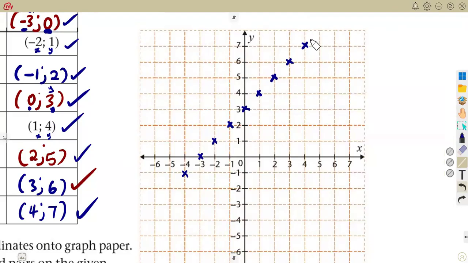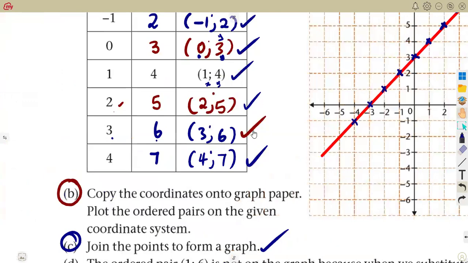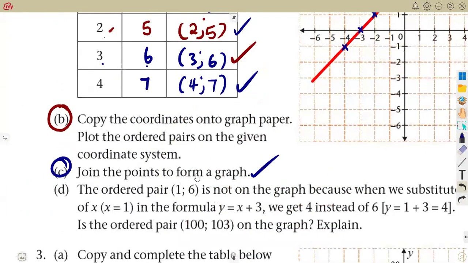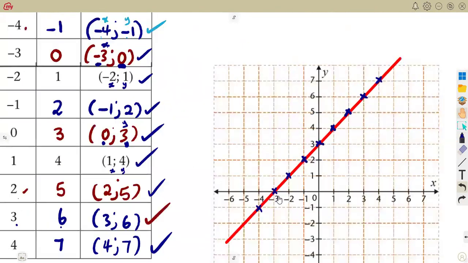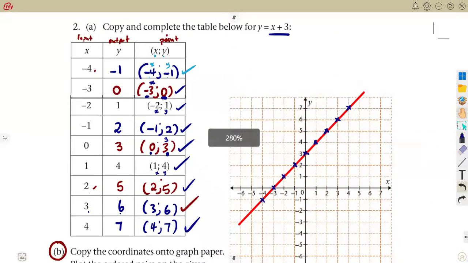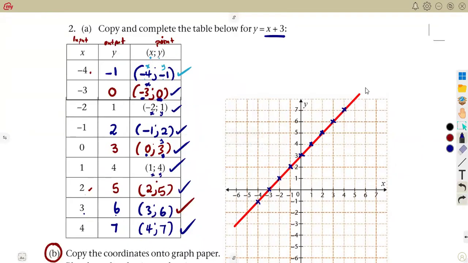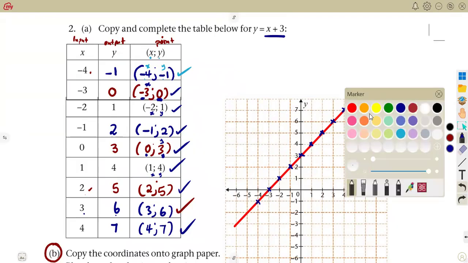So that is it, guys. I'm just going to join from here to here, all these points that we are given. It is going to look like this after joining your points. This is what you're going to have at the end. They are saying, join the points to form a graph. So this line that we have drawn is the one representing these points that we indicated. They form a straight line, so it's a graph that we have drawn.